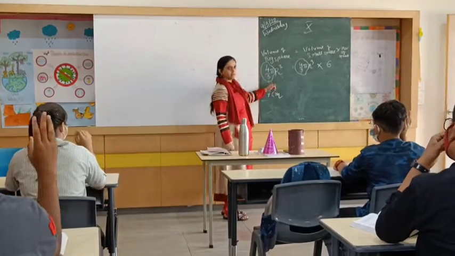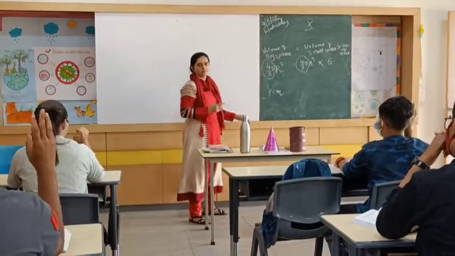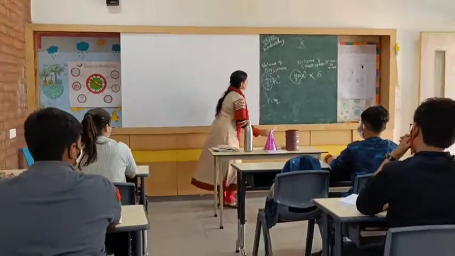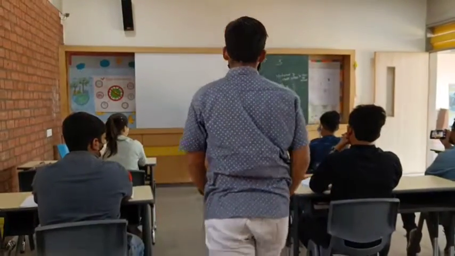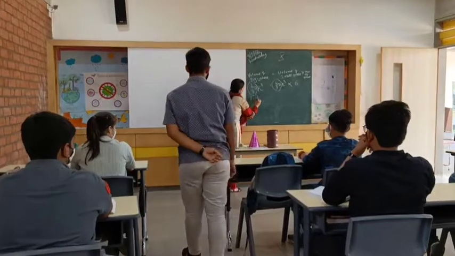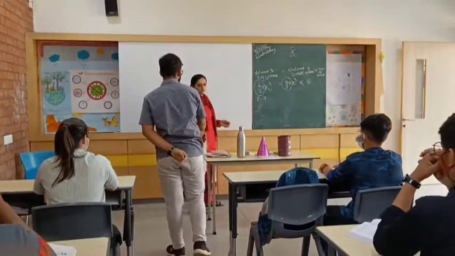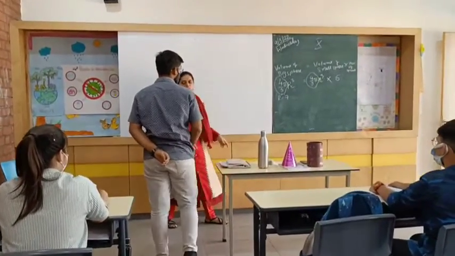Just try to come and do it yourself. Okay? You are having capital R as 7. Now calculate small r.